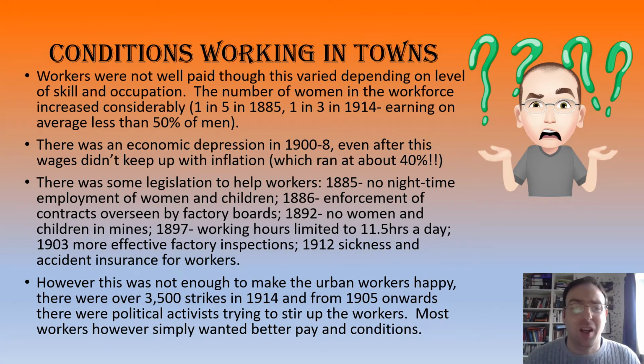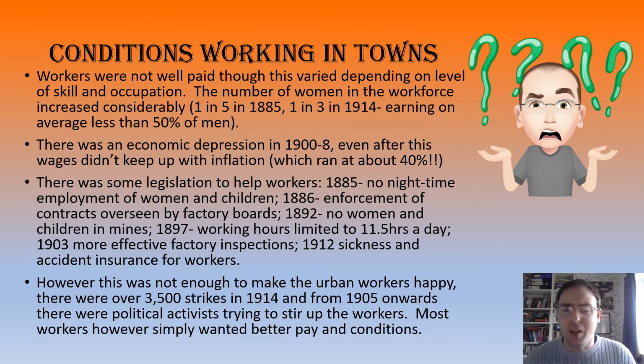Working conditions in the towns, well, they weren't great. The conditions were often very poor in a lot of the factories and other workplaces. Workers, generally speaking, were very poorly paid, though obviously this varied depending on the level of skill and occupation, and where you were as well, because Russia is a big and varied place. The number of women in the workforce increased considerably, 1 in 5 in 1885, 1 in 3 in 1914, though they were paid on average 50% less than men.